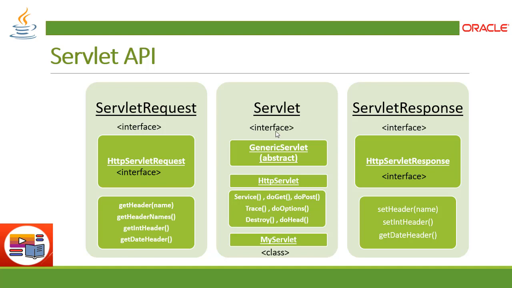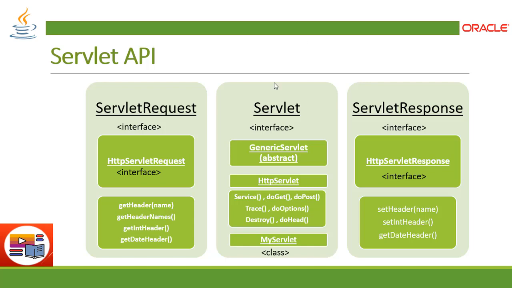Similarly, if you have a generic servlet, you just need to override it, and HTTP servlet for the generic purpose, where we have the service method, do get method, do post method, trace, do options, destroy, do head, and so many like this. These are the most commonly used. Then we have the servlet response interface, which has the HTTP servlet response interface, where you can override set header name method, set int header, get date header. These are the most commonly used methods we generally use while implementing a servlet.